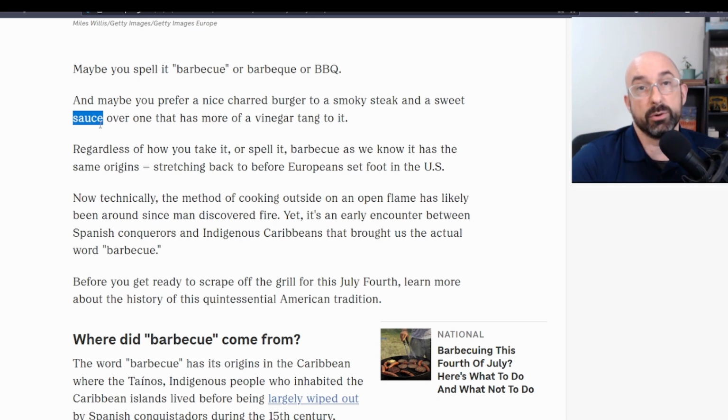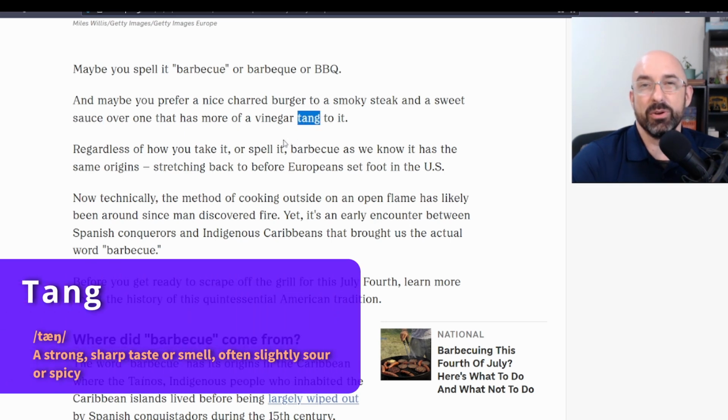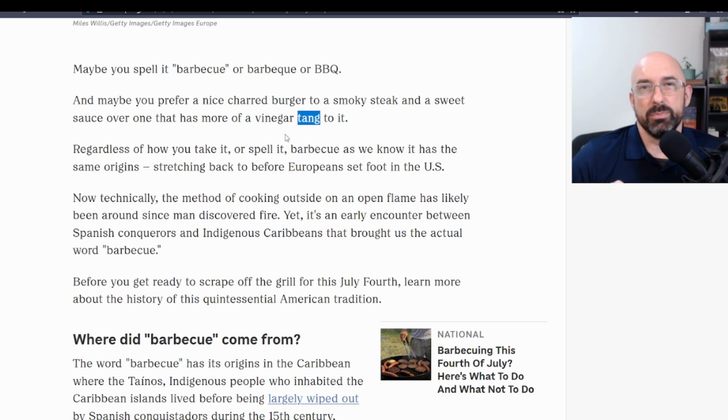So this one is referring to sauce, and we're comparing two sauces, one that has more of a vinegar tang to it. Tang is another one of those fun descriptive nouns, and it describes taste. In this case, a vinegar tang to it. Tangy means a little bit sour, maybe a little bit sweet and sour mixed together, and it's quite nice.